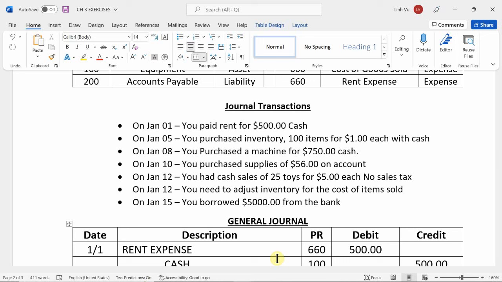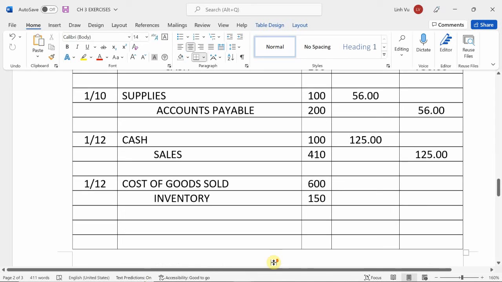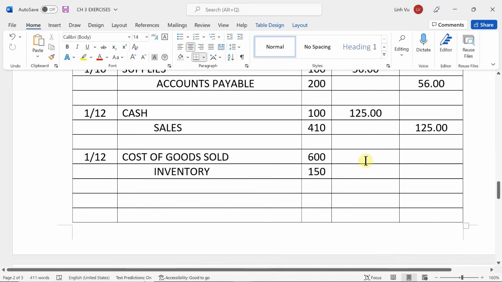So how much would it cost me to sell only 25 items? It will cost you $25, right? Because they're $1 each. That's what it costs you to sell those items. And that's what you're going to get rid of from your inventory. You're going to get rid of $25.